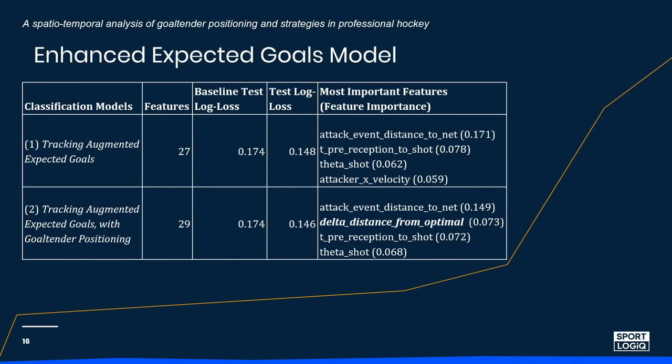And then the last thing is the expected goals models. This came in 2 flavors. One was the tracking augmented expected goals, taking all those contextual tracking metrics and using that to predict goals the same way. And then adding the goaltender positioning, which actually, that delta distance from optimal, Jacob Markstrom being off angle by about 2 feet, was a significant feature, which is good, because if it wasn't, then we would have trouble.